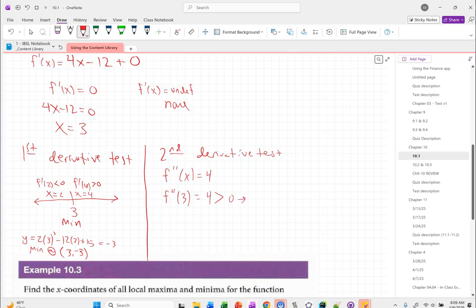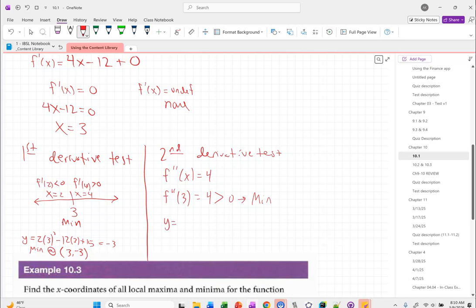Since that's positive, I know I have a local minimum. I don't have to do a sign diagram here. All I care about is the sign. I think the second derivative test is usually the easier of the two, but it depends on how difficult that next derivative is to take. If the next derivative is difficult, maybe the first derivative test is easier. It's just a question of what you feel more comfortable with.